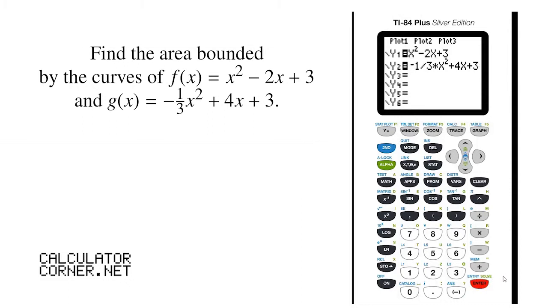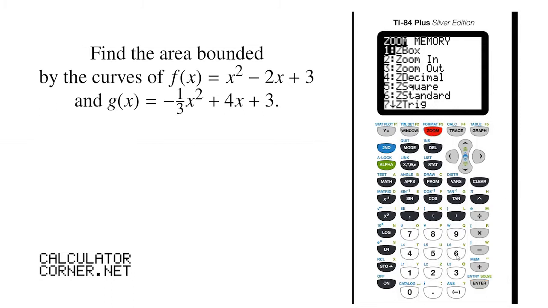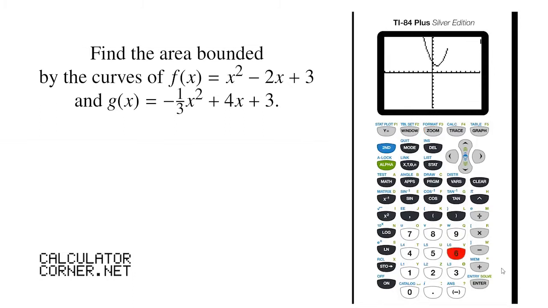Now let's go ahead and take a look and see what these graphs look like when graphed on the same grid. I'll do zoom standard. Standard is number 6, so zoom 6. There's one parabola, and there's the other parabola. And I can't quite see where the intersection is since the parabola goes off the top of the screen.